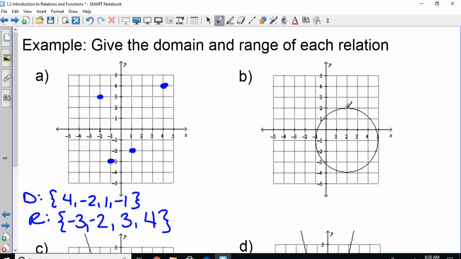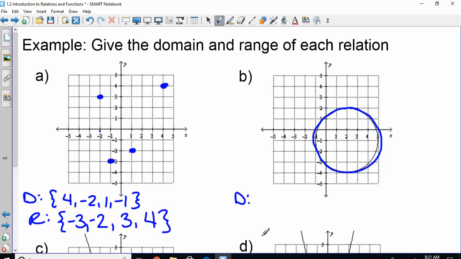Okay. B. I have this circle. Am I just going to be able to list out the numbers that hit my x and y on this one? No. We are going to give an interval. Domain refers to your x. So when you do the x, you're going left to right. Think about if you just took a piece of paper and we're traveling left to right. What is the first x value we hit?